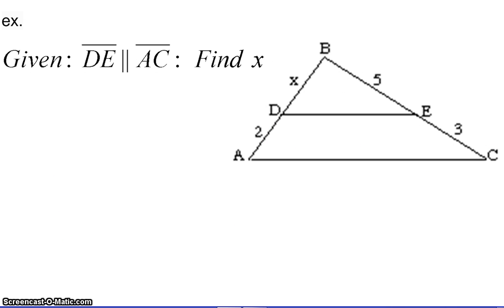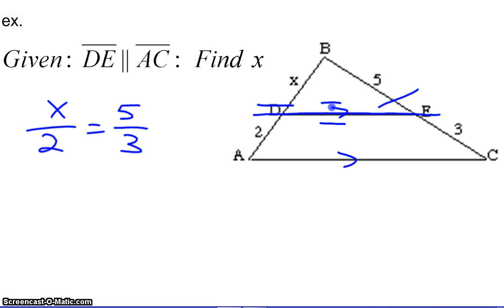Now when we're actually solving, we have the parallel sides right here. So it cuts it in equal proportion. The proportion is actually already set up for you. X over 2 equals 5 over 3. And then we can go ahead and solve for x.